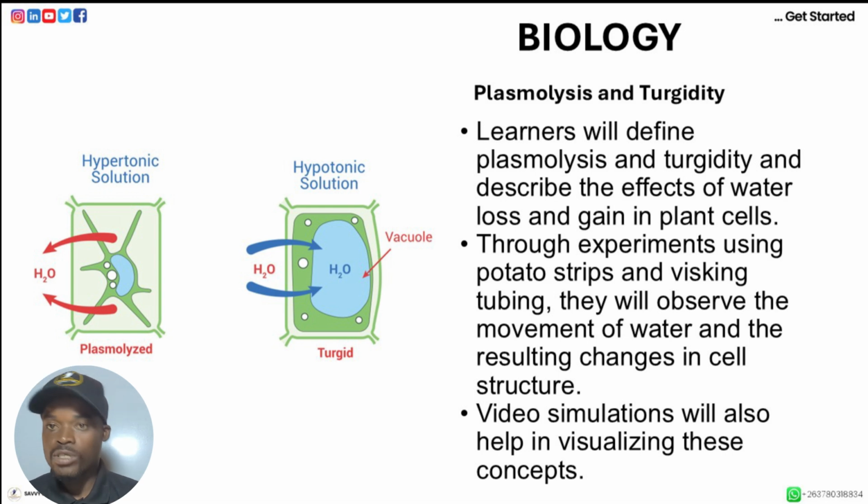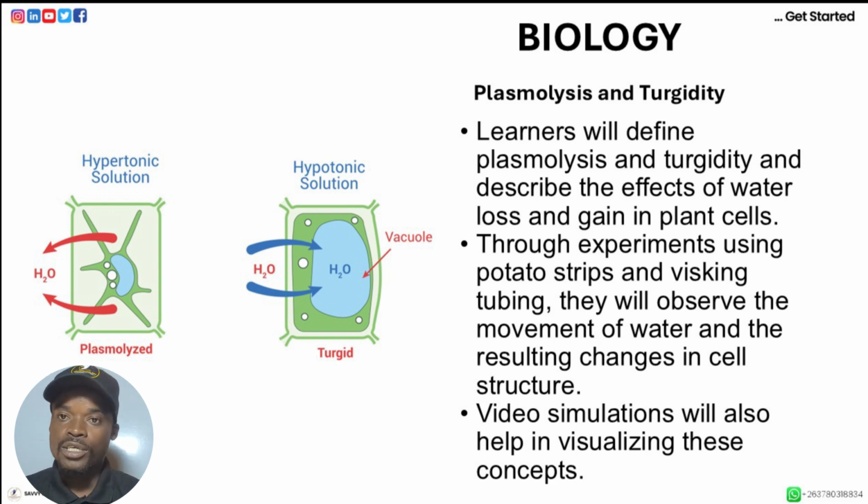Then we move on to plasmolysis. In this, we are focusing on what plasmolysis is and what turgidity is. What happens when a cell is plasmolysed? What happens when a cell is turgid? We should be able to describe water loss and gain in plant cells, what causes water to be lost within the plant and what causes water to be gained. This is where the effects of water in different types of solution, like hypertonic and hypotonic solutions, come in, and what causes a plant to lose or gain water.